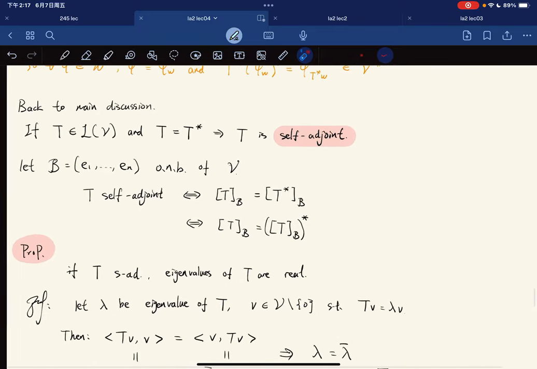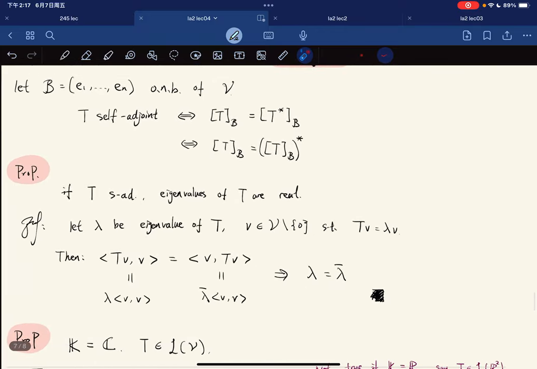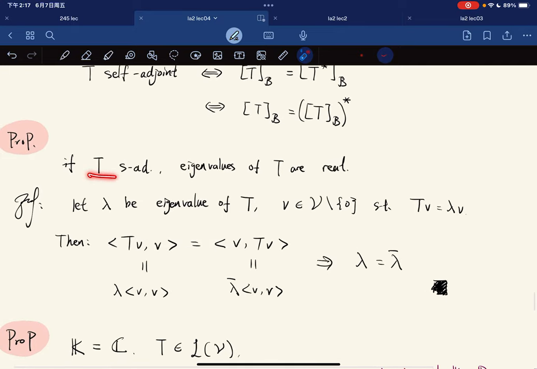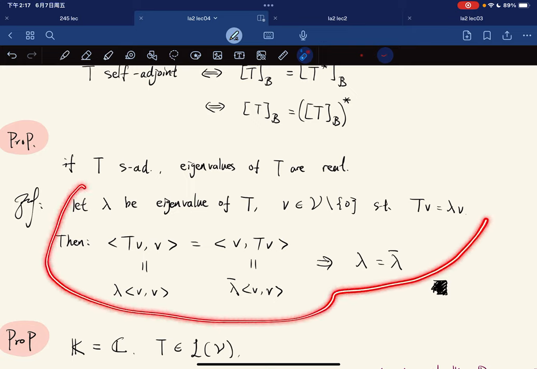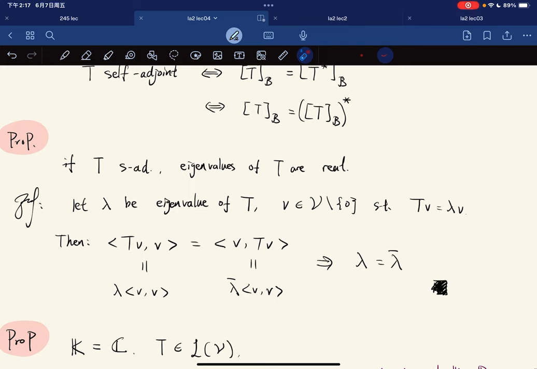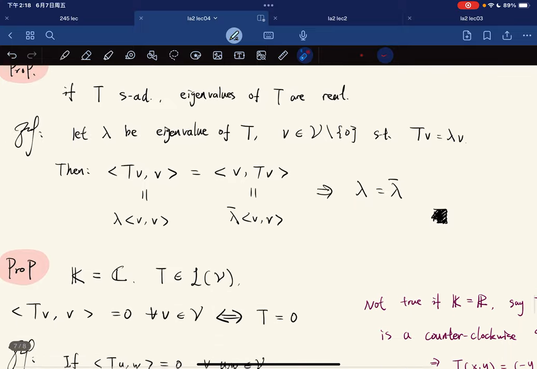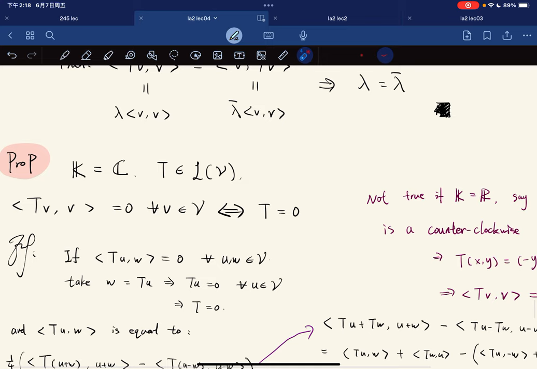Okay. Now, just some propositions. If T is self-adjoint, then eigenvalues are real. The proof is not hard to follow, I suppose. We just calculate TVV. With T an eigenoperator, we have lambda VV, and by self-adjointness we have VTV, which is lambda bar VV. We pull it in front, so we have lambda equal to lambda bar, which means that lambda is a real number.